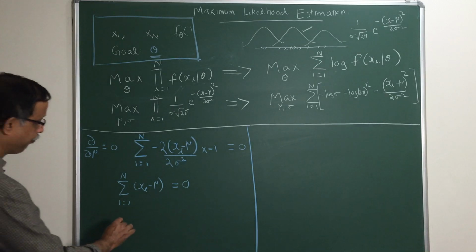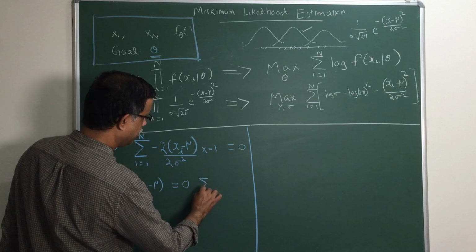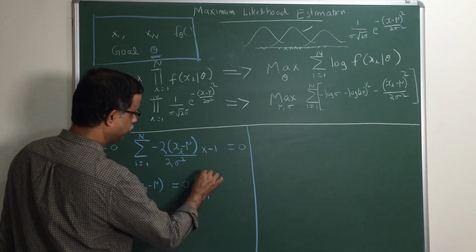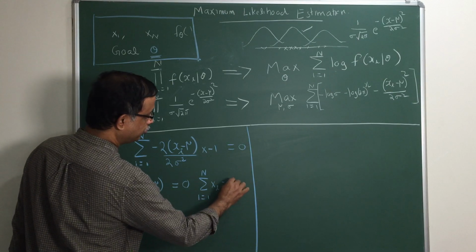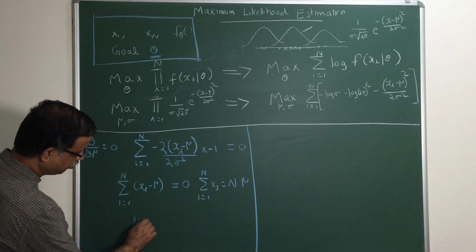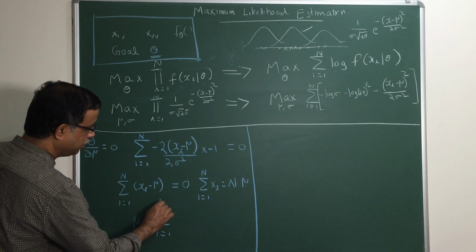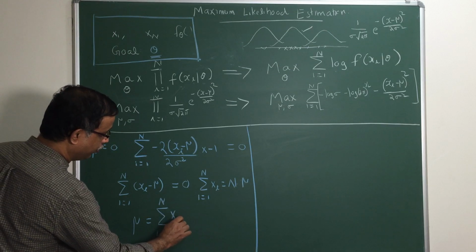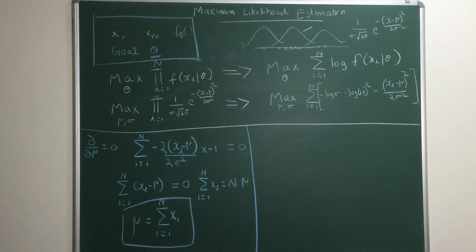Or we can write this as mu is nothing but our good old formula, the mean, that we know is the maximum likelihood estimate.